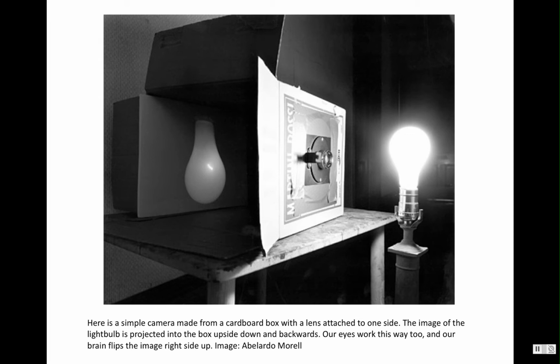Here is a very simple camera made from a cardboard box with a lens attached to one side. That lens is helping amplify the light and focus that light. And you'll see that the image of the light bulb outside the camera is projected onto the back side of the box inside the camera. And you'll see that the image is upside down.